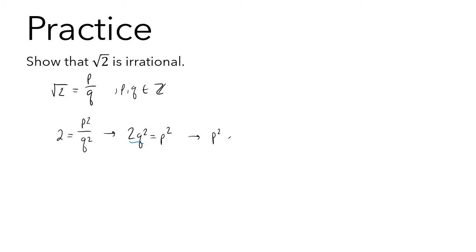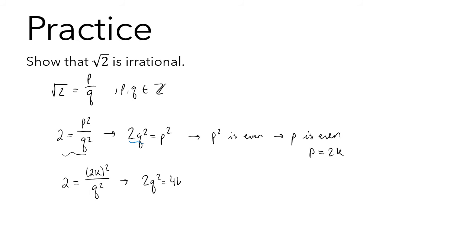So notice that this is of the form 2k, or 2 times some integer, which means that p squared is even. And by the previous one, we just showed that that implies that p is also even. So if p is even, we can write it in the form p equals 2k. And now we're going to go back to this equation over here and show that q is actually also even. So this becomes 2 equals, p can now be written as 2k, squared over q squared. So this implies that 2q squared equals 4k squared.